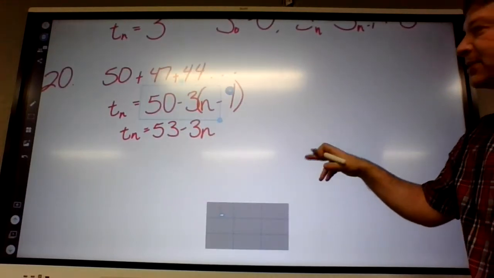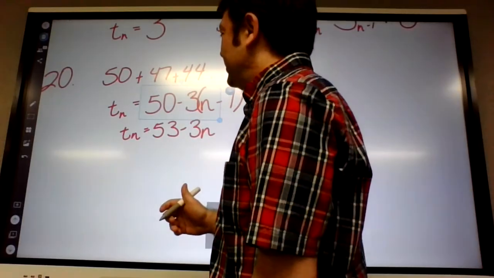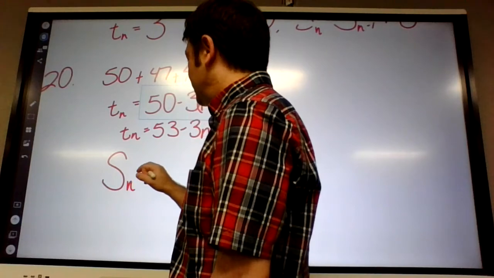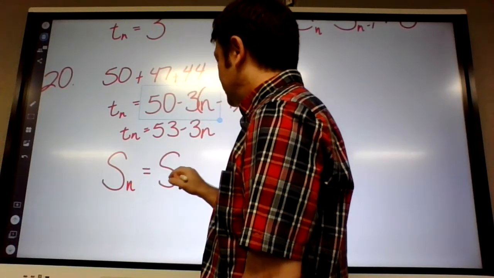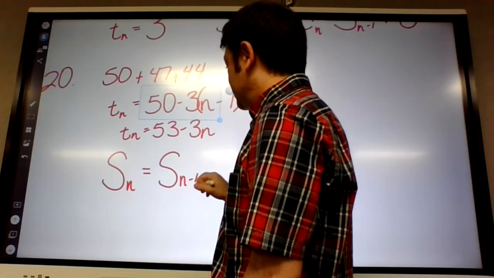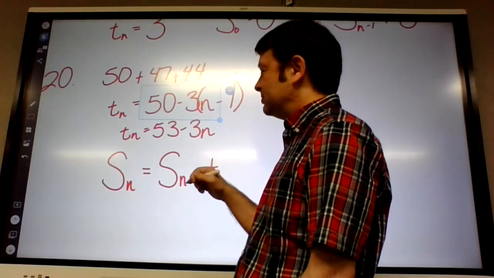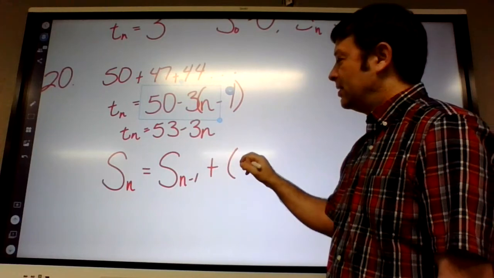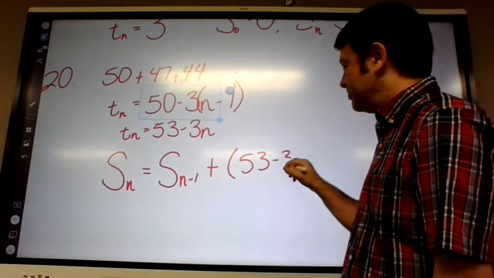Probably less confusing. All right, so the sum of the first n terms equals the sum of the previous terms plus that stuff. We wouldn't really need parentheses here.